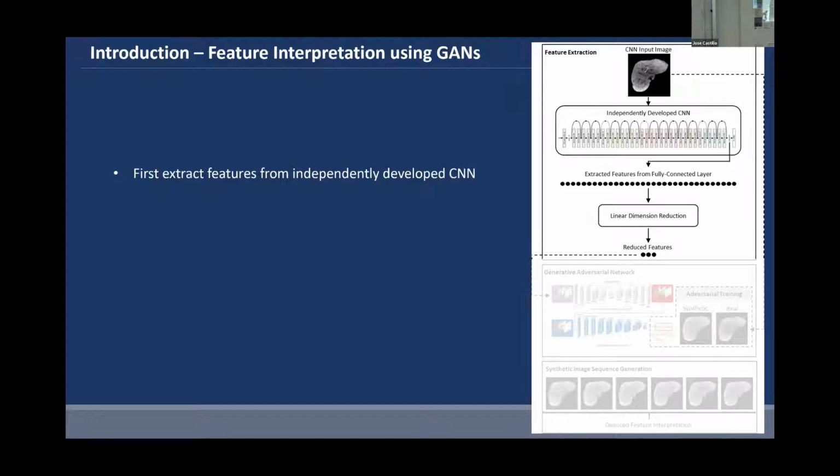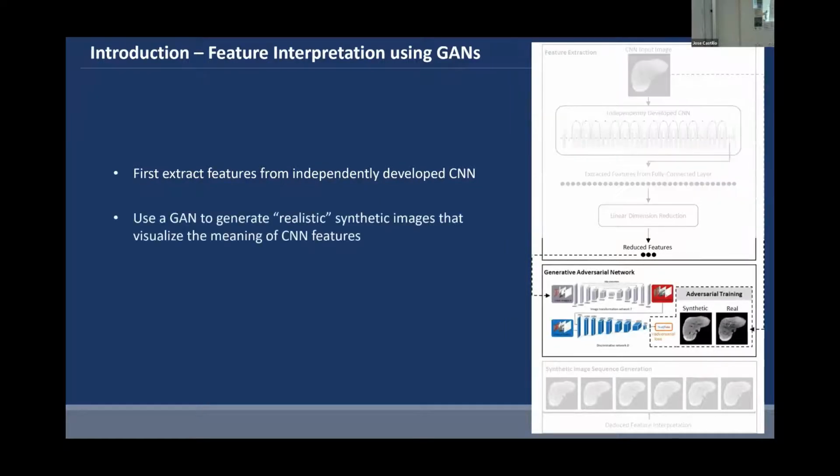Then we apply some dimension reduction technique. I say linear dimension reduction here because it's simple, straightforward. You can also use nonlinear dimension reduction if you want to, which essentially is what this network is doing to begin with. But we take these reduced features, then we input those features into a generative adversarial network, right? And using those features, we can generate a fake image that represents that one number. So if this number is high, this liver will look a certain appearance, right?